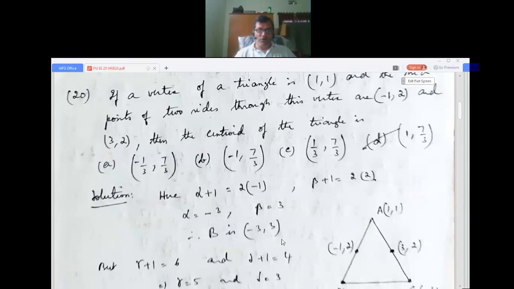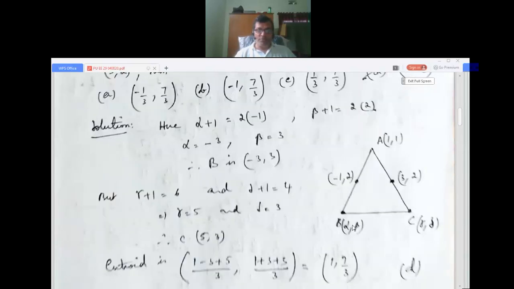So what we do here, see, let the two vertices be B alpha comma beta and C gamma comma delta. So by midpoint formula, alpha plus 1 by 2 equals minus 1. So alpha plus 1 is equal to 2 into minus 1. You can make out here very clearly. So from this I get alpha equals minus 3.